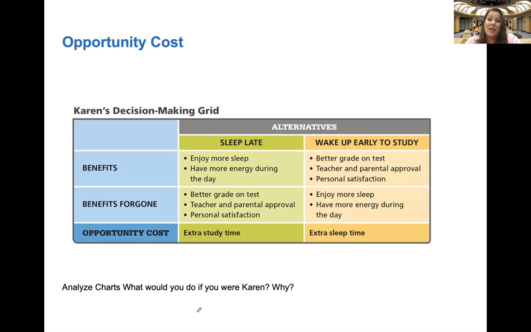If she sleeps late, you can see the benefits and the benefits that they lose. Like she sleeps late, that might mean a worse grade on a test. Okay. If she wakes up early to study, she might get a better grade on the test. She'll lose the ability to sleep more. And so if we look at this, if she decides to sleep late, she's going to lose her opportunity cost, which is that extra study time. If she decides to wake up early and study, she's going to lose that extra sleep time.